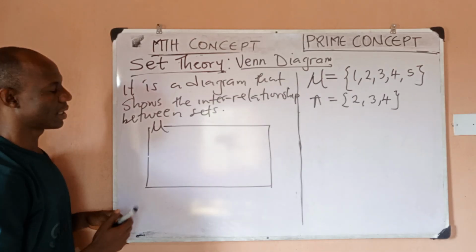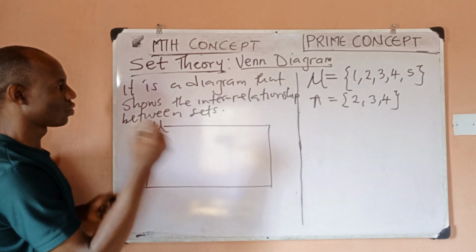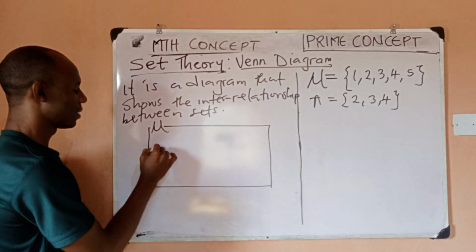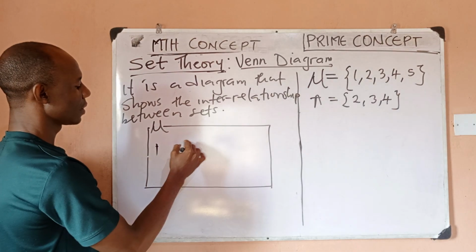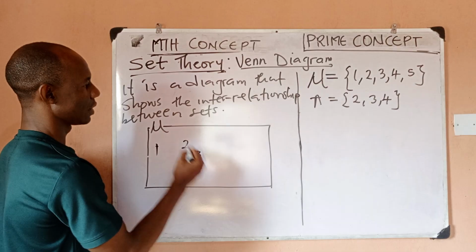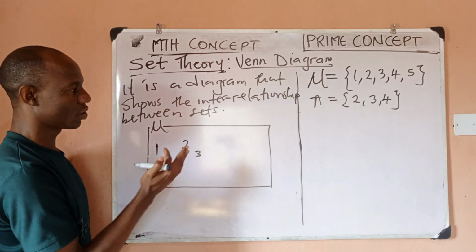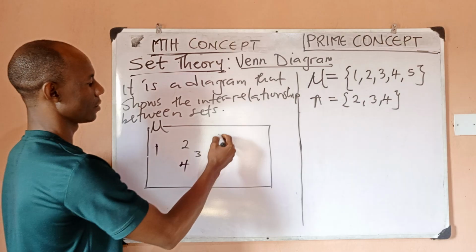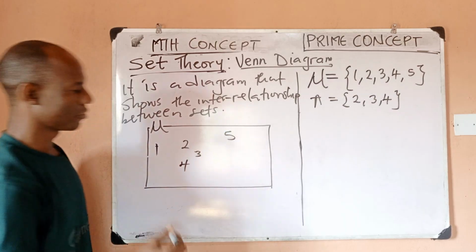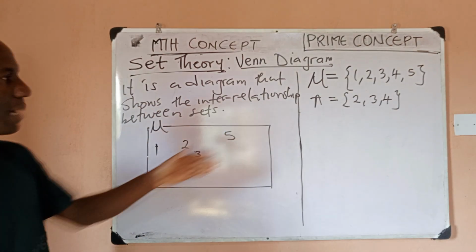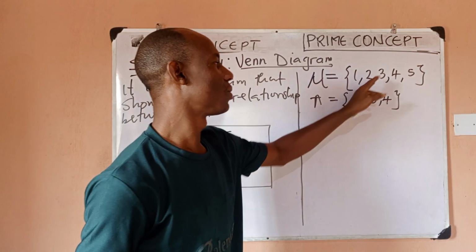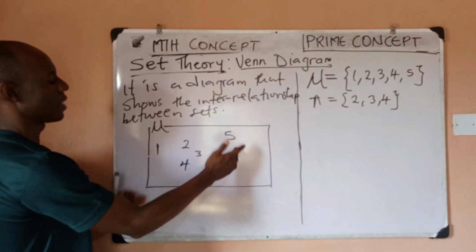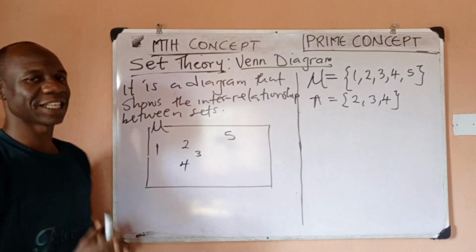This is the universal set. The universal set would contain elements. I want to write all the elements for the universal set: 1, 2, 3. We don't use a comma for this. We just drop them that way. 3, 4, and 5. Now you would see that my universal set contains 1, 2, 3, 4, 5. And if you look here, you have 1, 2, 3, 4, 5. So this is the universal set, everything here.